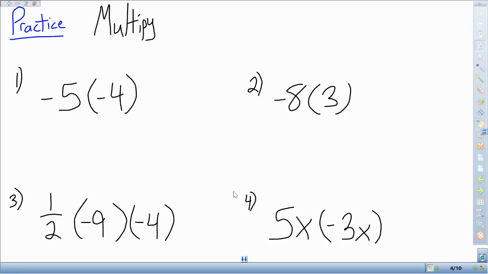Okay, so now that you've had a chance to try these out, let's see what you guys got. Okay, super simple at the beginning. Negative times a negative, we know we're getting a positive. 5 times 4, we're getting positive 20 here. Okay, number 2, one of them is negative. I know my answer is going to be negative. If you want to just start with that, you can. And 8 times 3, 24.